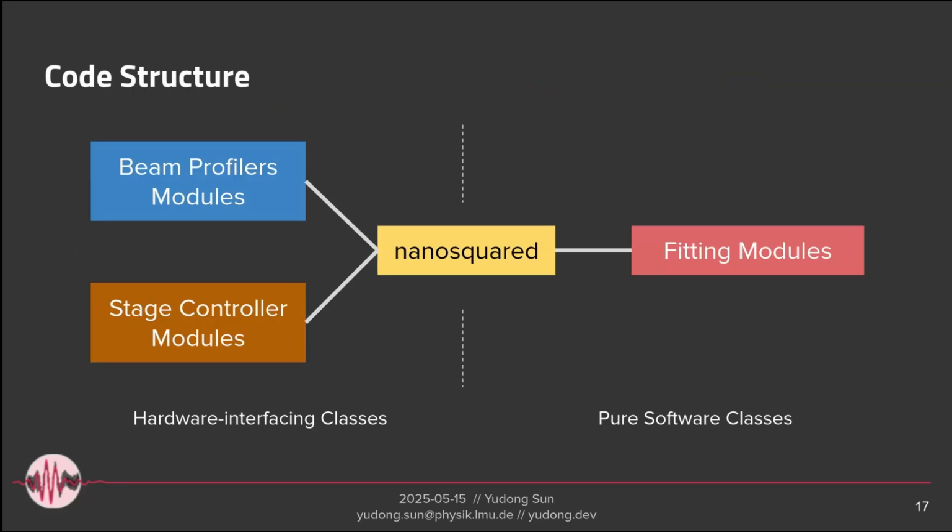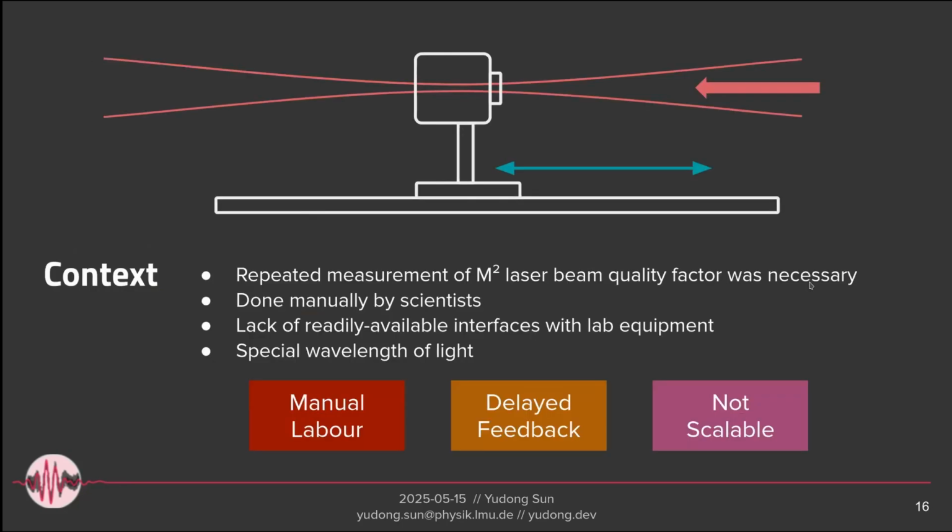I broadly split it up into pure software classes and hardware interfacing classes. So in this case, beam profiler modules will only talk to beam profilers, so that it only does one thing, a separation of responsibility there. And I have the stage controller modules that move my beam profiler. So what we see here is a stage, and this beam profiler is then moved back and forth in order to measure the width at representational points.